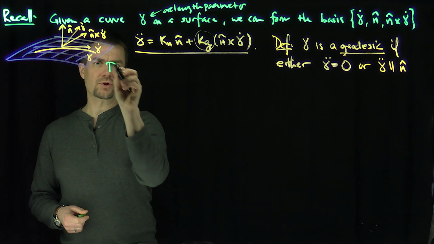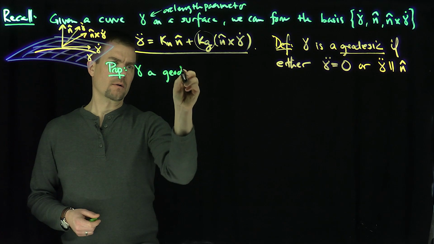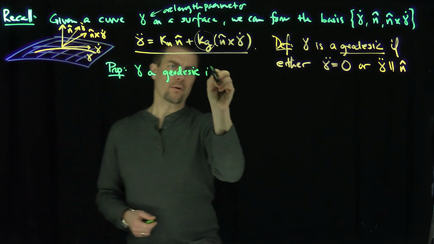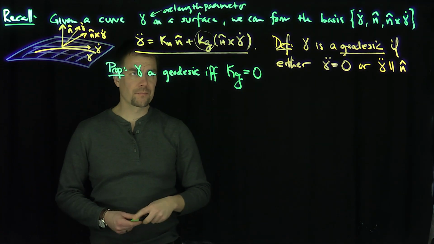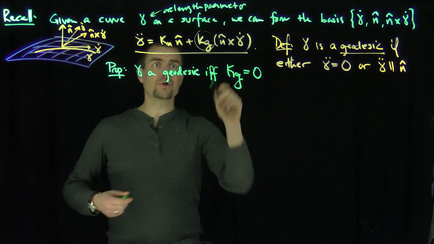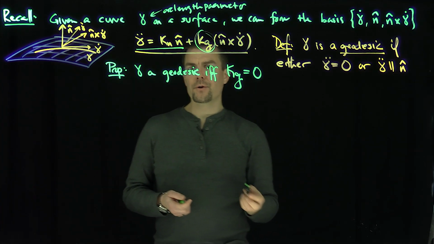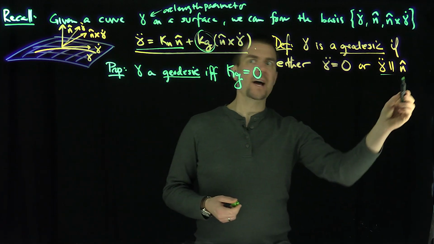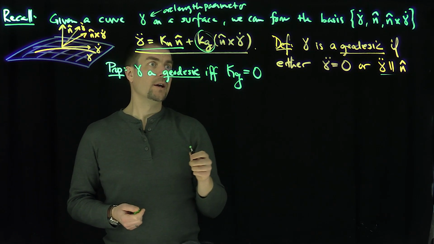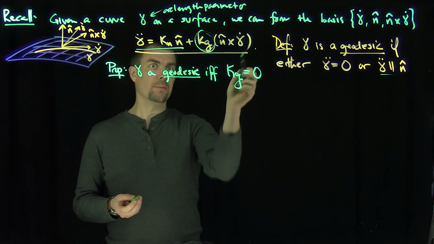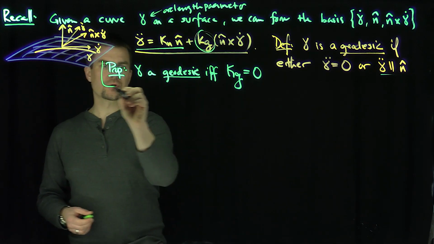Proposition: gamma is geodesic if and only if the geodesic curvature is equal to 0. Well, from this equation, if the geodesic curvature is equal to 0, then you're definitely proportional to n hat. And if gamma is geodesic, then you're parallel to n hat. Since gamma dot is a unit vector, gamma double dot is perpendicular to gamma dot, so you have to be in the direction of n. So that's a simple proposition to prove.